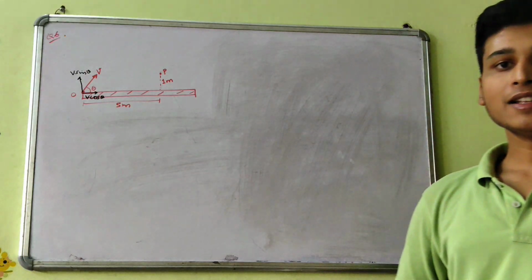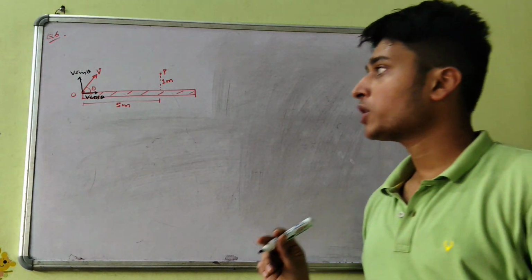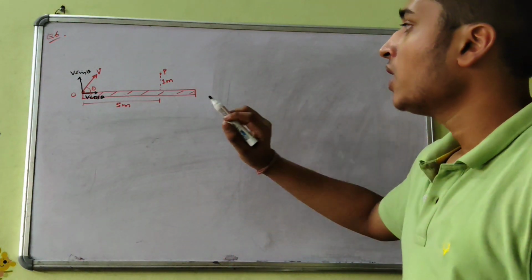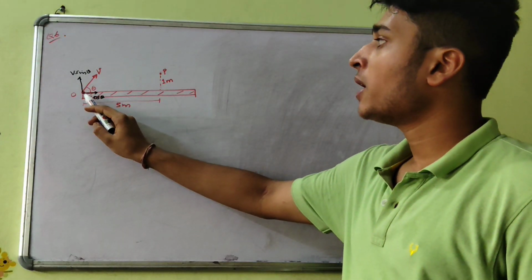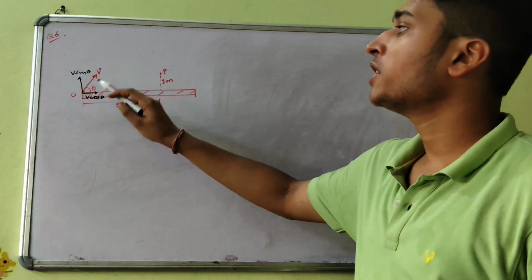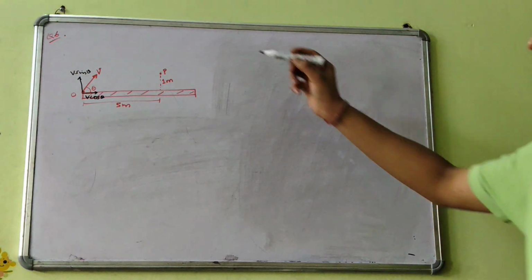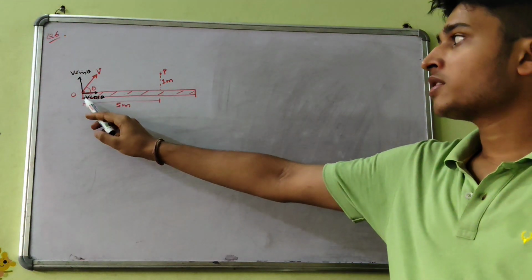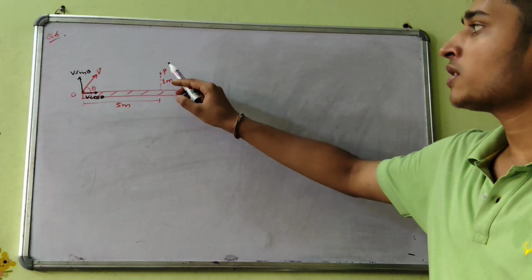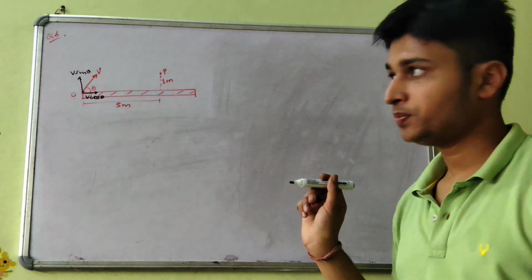Hello everyone. Let us solve this multiple option correct type question. Question 6. In this question, we are given that a particle is projected at a velocity v at an angle theta relative to the platform, and it passes through the point P, which is at a distance of 5 meter and vertical distance of 1 meter from the point O.